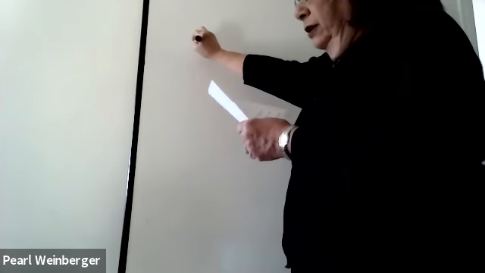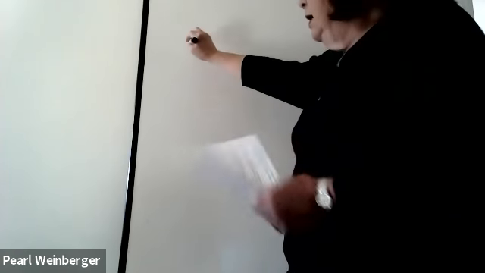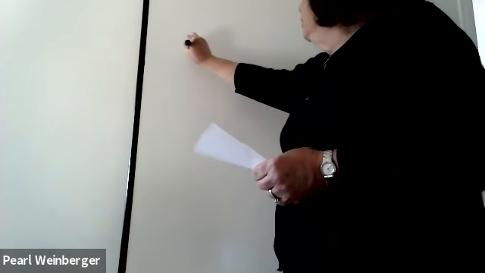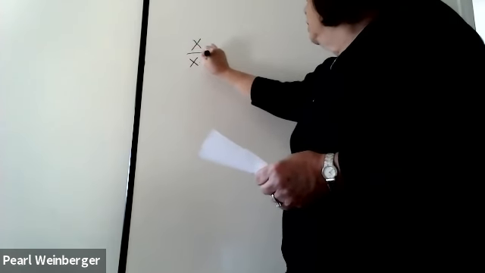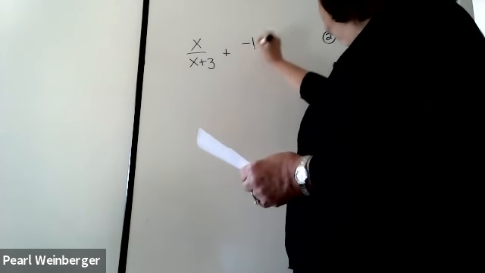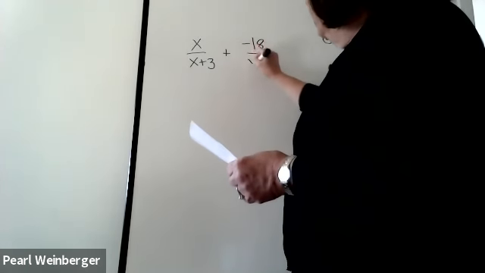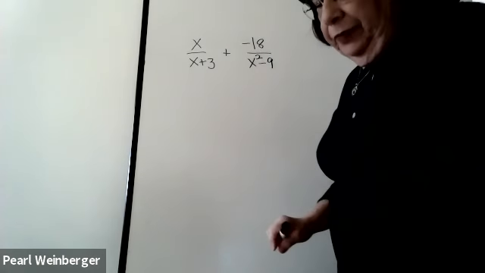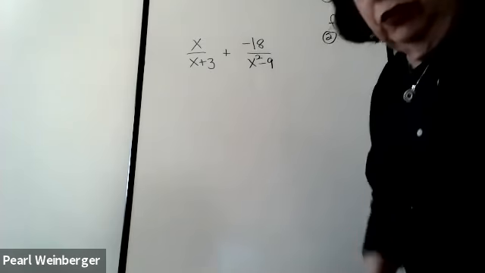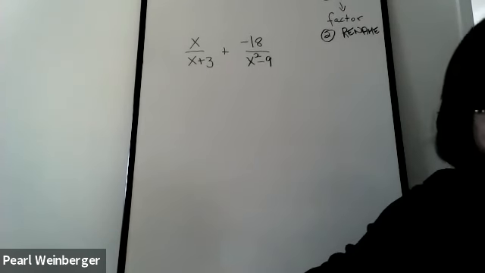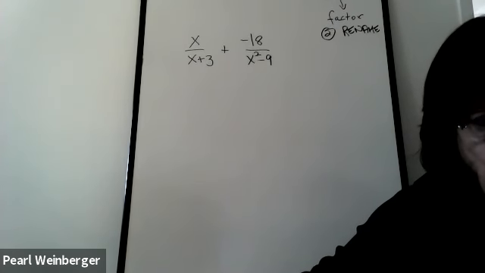Okay, this actually is number 8 on the chapter 5 sheet. It goes like this. We have x over x plus 3 plus negative 18 over x squared minus 9. Okay. Let's see if you can do this problem. I'm going to give you a few minutes to try it on your own.